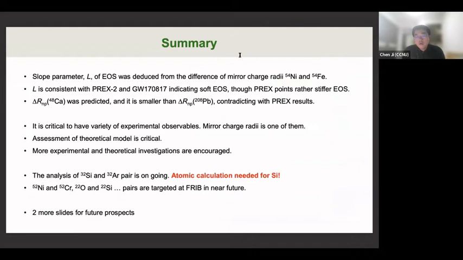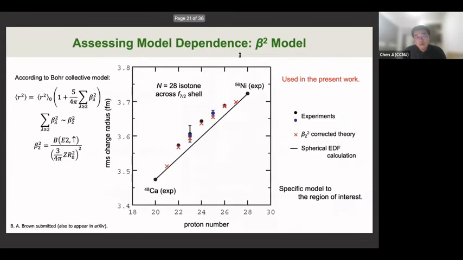Yeah, maybe I have one question. So you said the correlation between the charge radius of mirror nuclei and the slope parameter might not be clear, right? I mean, that's from... Well, yeah.